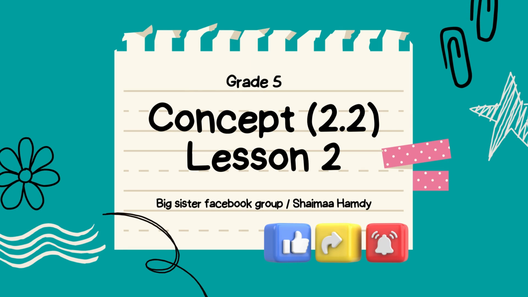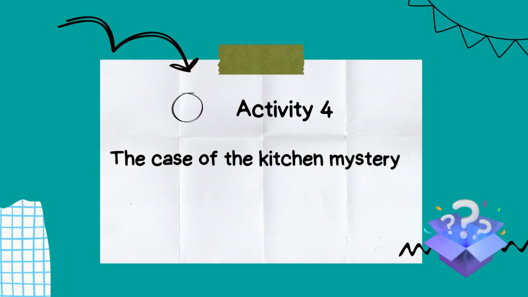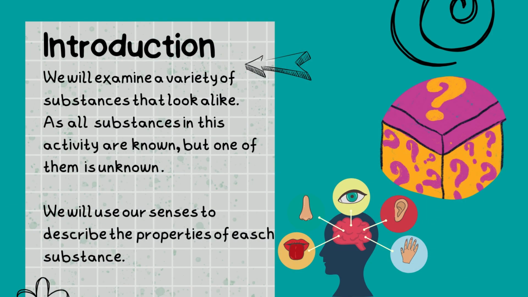Okay, here we have activity 4 in this lesson. It's a very easy lesson, as it has a title, The Case of the Kitchen Mystery. So here we have a mystery. You know mystery? Something that you don't know and you discover it. So here we have a variety of substances that look alike, and by using the description of the properties we can identify each substance.